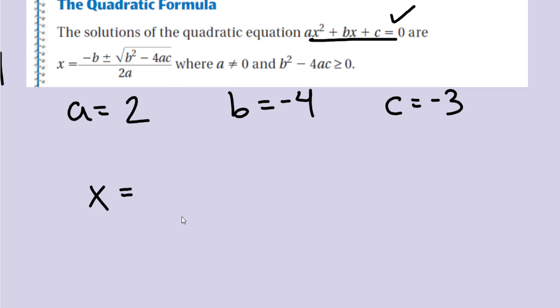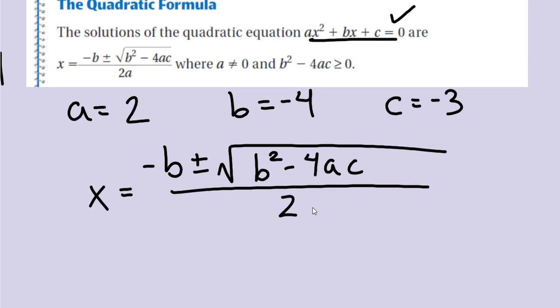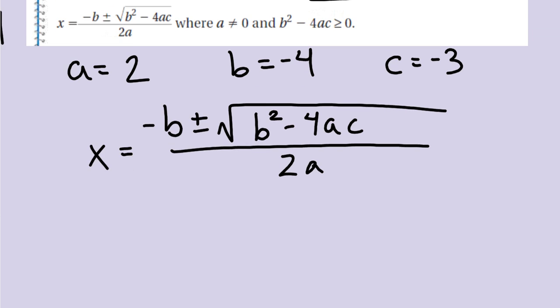The quadratic formula says my solutions, my x-intercepts, will be at negative b plus or minus the square root of b squared minus 4ac, all divided by 2a. Now I just drop in. Wherever I see an a, I put a 2. Wherever I see a b, I put a negative 4. Wherever I see a c, I put a negative 3.